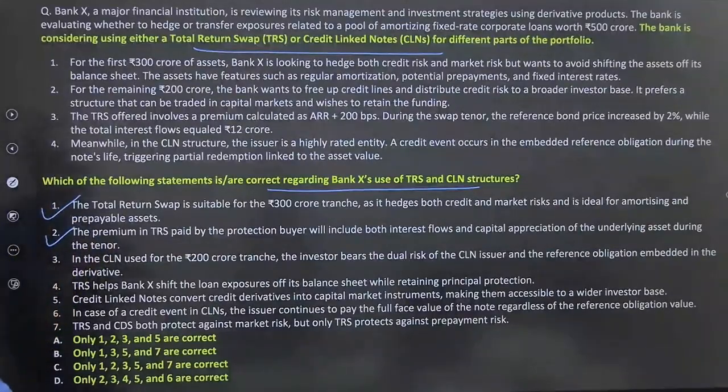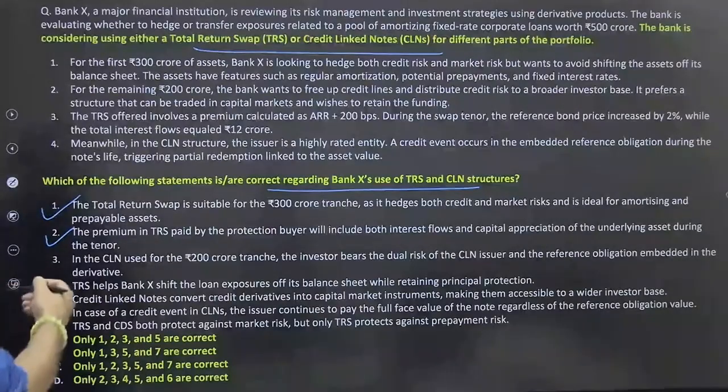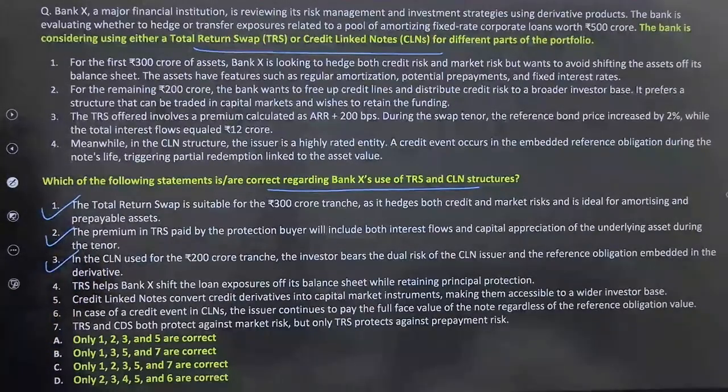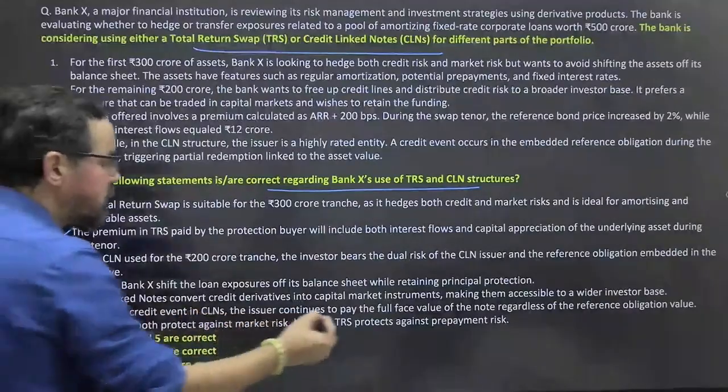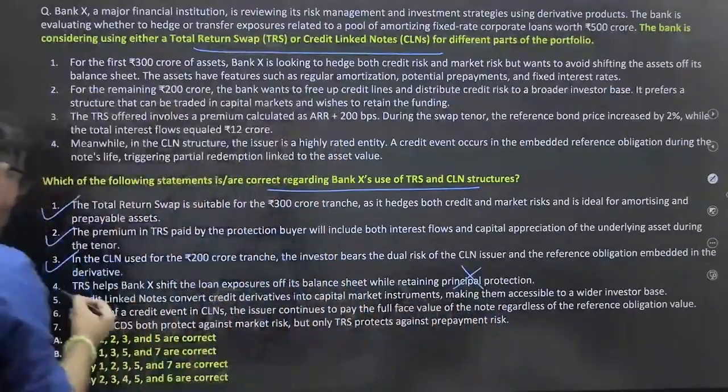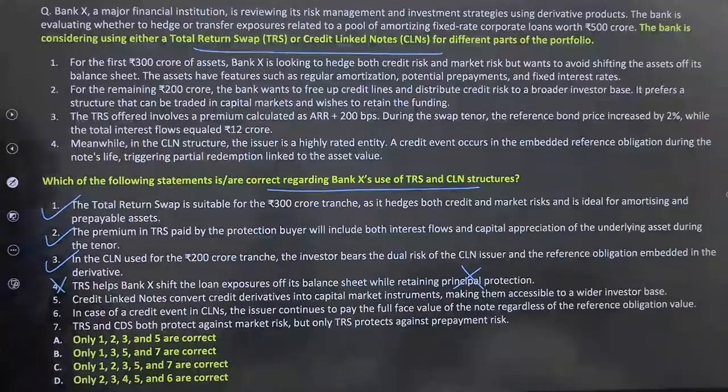The CLN used for the 200 crore tranche, the investor bears the dual risk of the CLN issuer and the reference obligation embedded in the derivative also. This is also correct here. TRS helps Bank X shift the loan exposure off its balance sheet while retaining principal protection. No, there is no principal protection in case of TRS, total return swap. This is wrong, statement 4 is wrong.